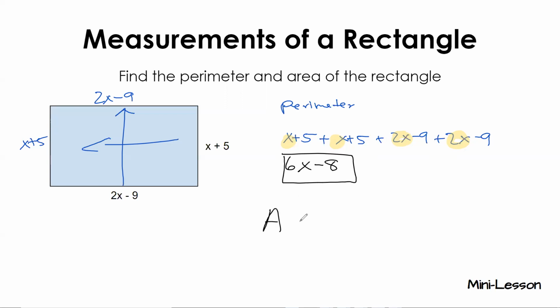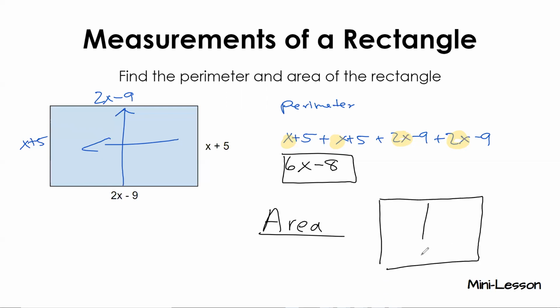Okay, area. What does that mean? Multiply. So we're going to take these two things, we're going to multiply. So we're going to use the box. Okay. We're going to put x plus 5 on the top and 2x minus 9 on the side. We're going to multiply these together. You're going to get 2x squared, 10x, negative 9x, minus 45.